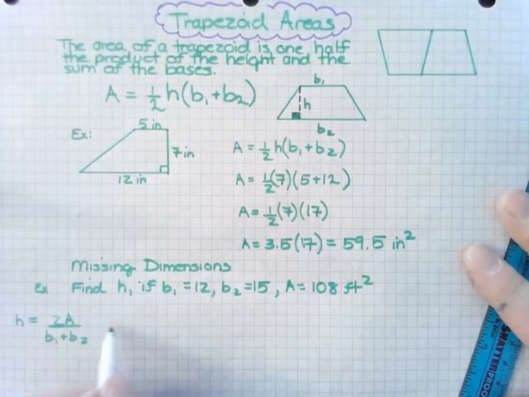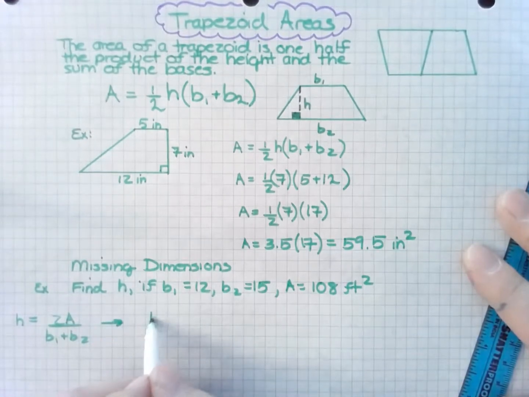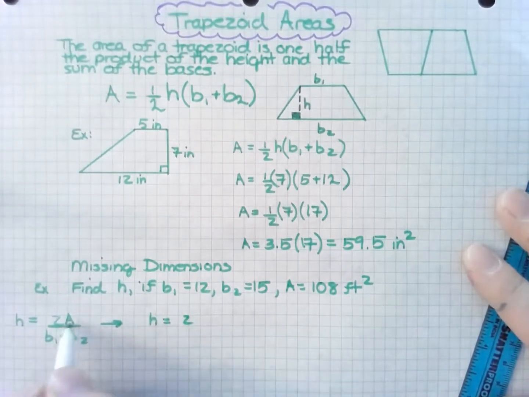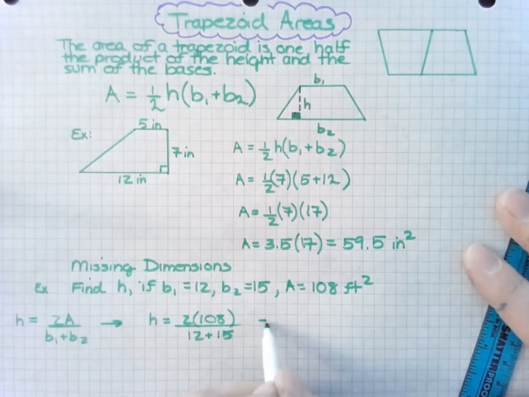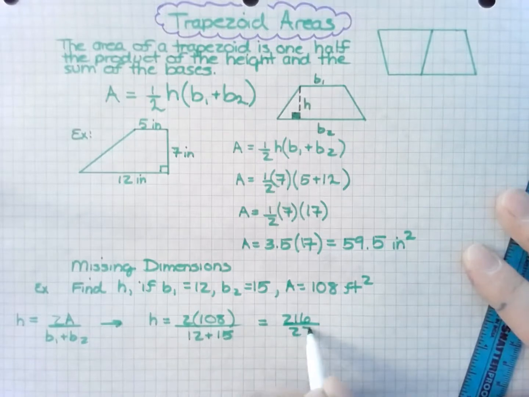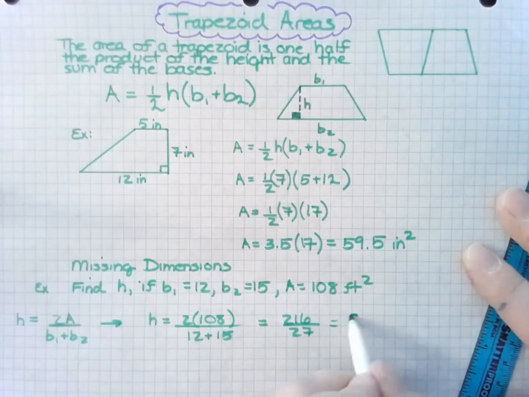And so I can plug in and solve. The height is equal to 2 times the area, which is 108, all over the two bases added together, 12 plus 15. And if I simplify that, I get 216 over 27. If I simplify that further, that's actually 8 feet for my height.